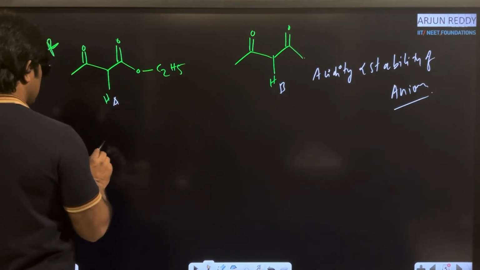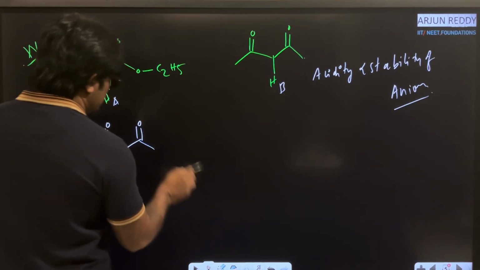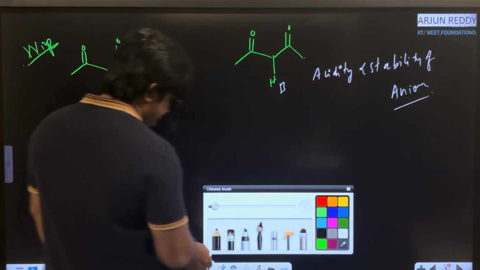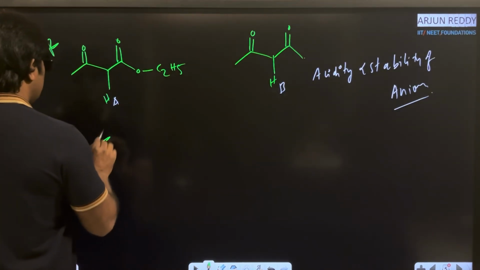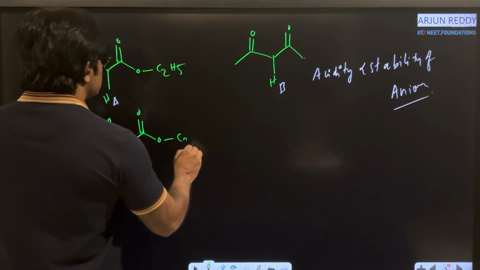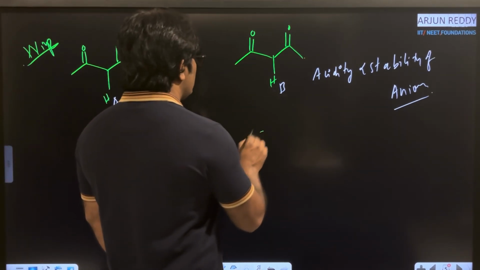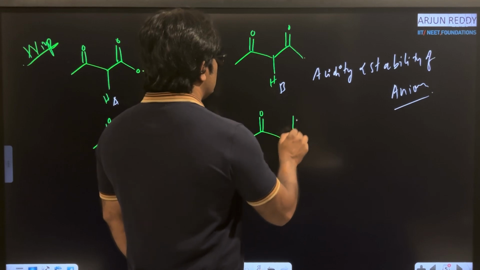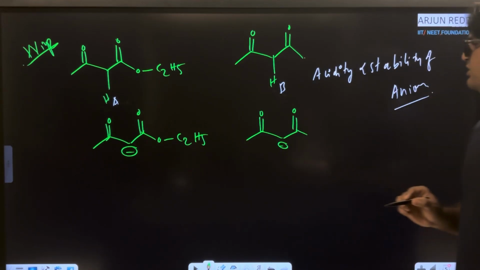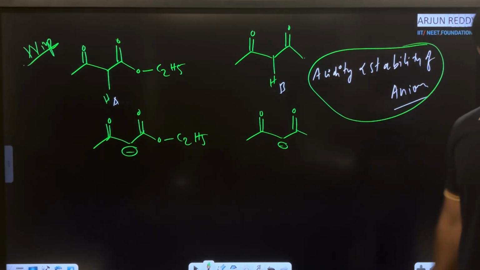Come to the first one, here C double bond O. Once again, better to use the same color. Now here I am going to remove the proton. This is my anion, OC2H5. Yes, this is the negative charge. After removal of this proton, I am getting a negative charge here. Once again, what is the relation between acidity and stability of anion? Acidity is directly proportional to stability of anion.